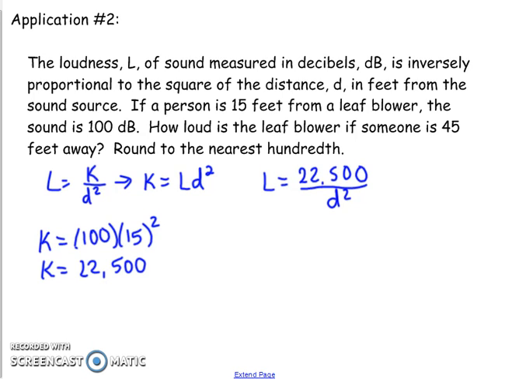So how loud is a leaf blower if someone is 45 feet away? So the distance is 45, and we're solving for L. So L equals 22,500 divided by d squared. And it says round to the nearest hundredth. So L equals 11.1 decibels.